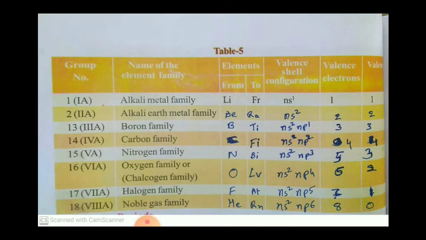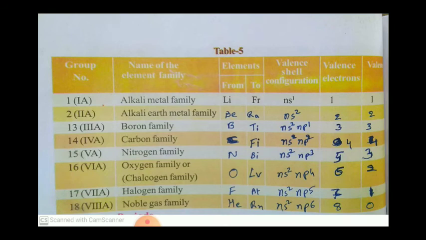Boron family, 13th group, valence shell configuration is ns2 np1. Valence electrons are 3, valency also 3. Carbon family, 14th group, ns2 np2 is the valence shell configuration. 4 valence electrons are there in it and its valency is also 4. For the nitrogen family, 15th group, its valence shell configuration is ns2 np3, means 5 electrons are there in the valence shell. Valence electrons are 5.